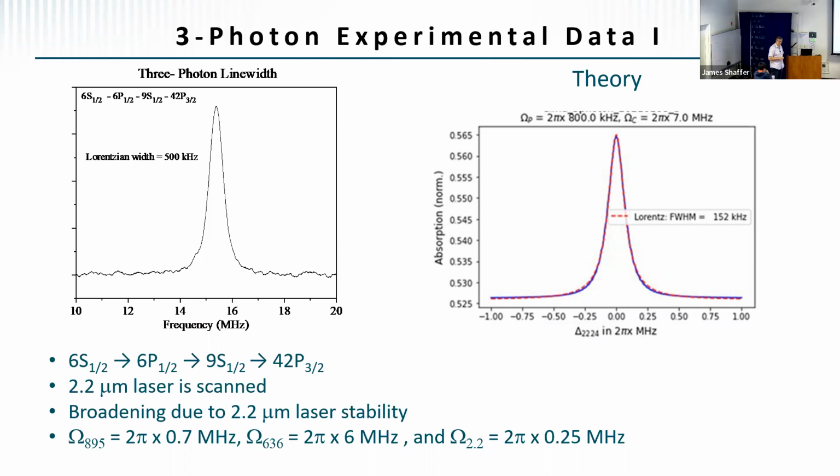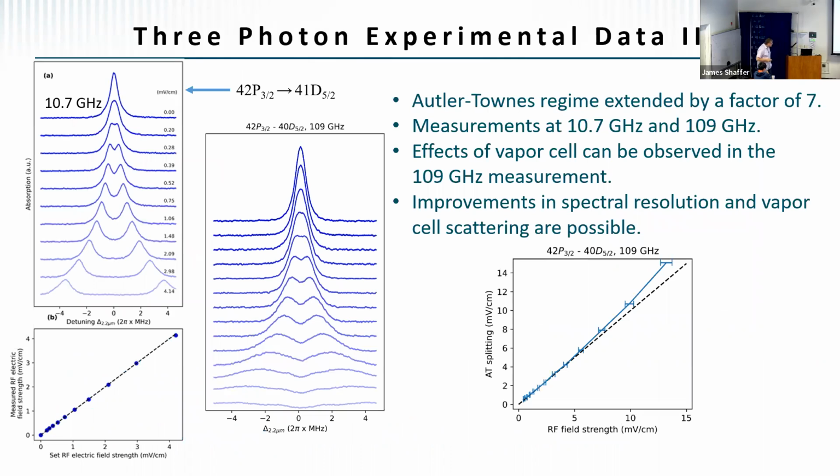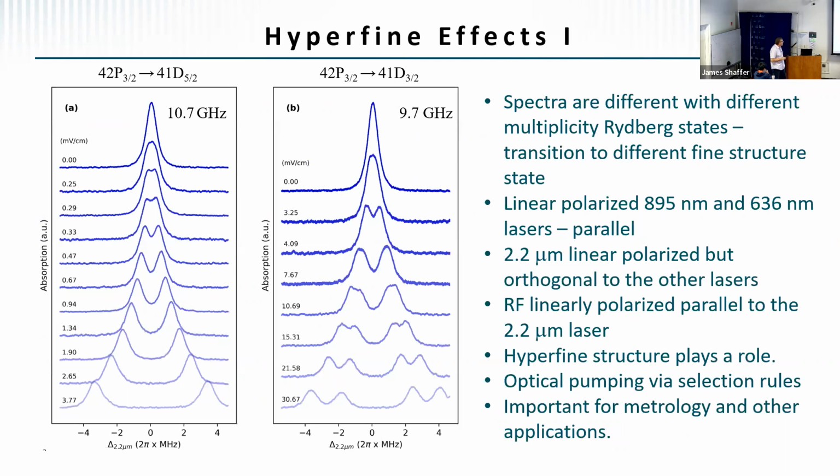This is some data. I showed this figure yesterday to illustrate that when you're using a standard vapor cell, and to motivate the design of vapor cells, you get a deviation here from reflections at these higher frequencies, just as a reminder. But what's nice here is that now you can resolve the Autler-Townes splitting to much lower field level. So the effective splitting is basically improved by something like a factor of 7.